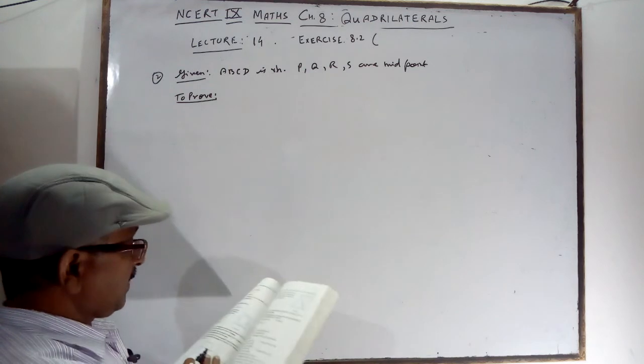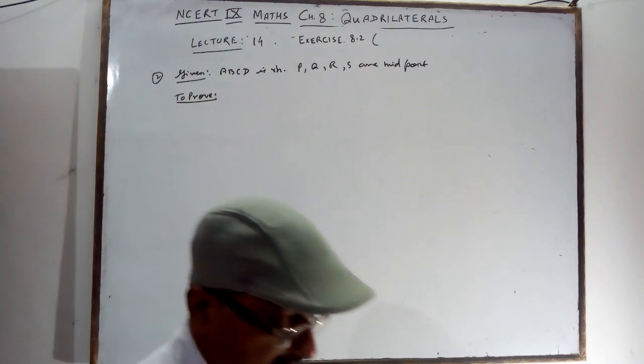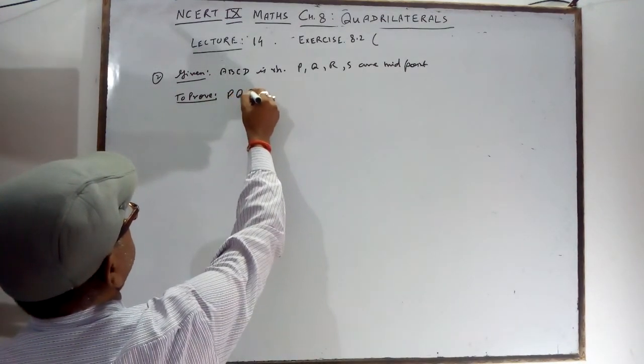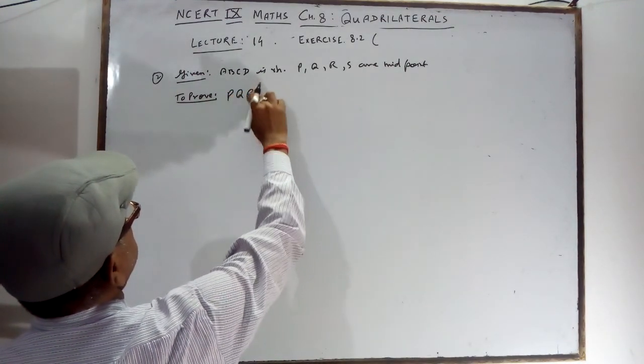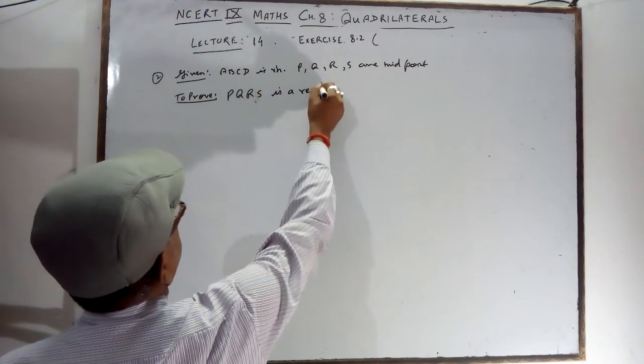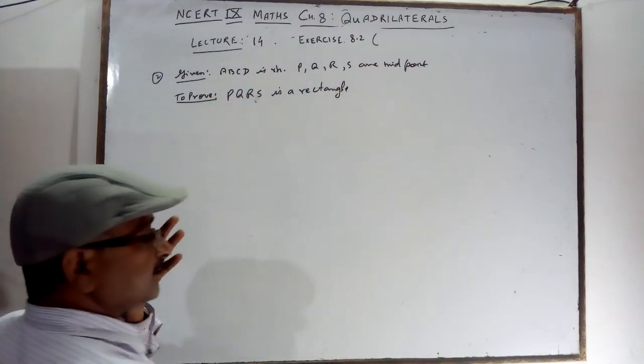To prove: quadrilateral PQRS is a rectangle. You want to prove PQRS is a rectangle.